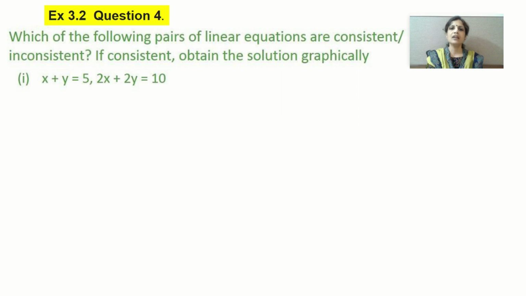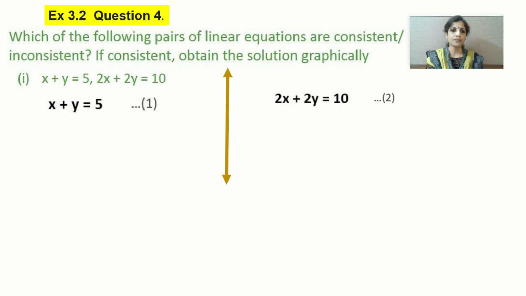So we will consider x plus y is equal to 5 as equation 1 and 2x plus 2y is equal to 10 as equation 2. So I can write the equation as x plus y minus 5 is equal to 0, because I told you that whenever we have to compare the equation with the standard form, it should always be in the form of ax plus by plus c is equal to 0. So we have to rearrange our equation.